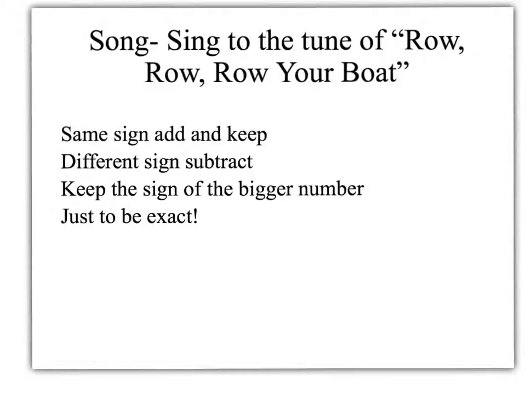So if you sing it over and over, that's all it's saying: if they have the same sign, you add and you keep the common sign. If they have a different sign, you subtract them. Well, you have to keep the sign of whichever one was bigger, and then the "just to be exact," I think that's just thrown in there to make it rhyme. So, if you remember the song, it seems to help a lot of people. If not, then you can just remember the rules.